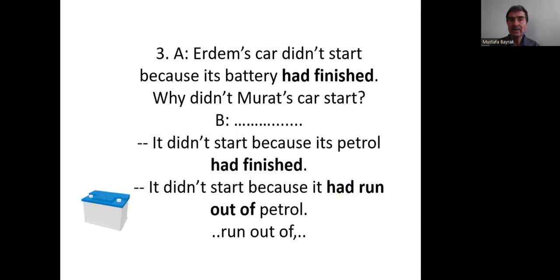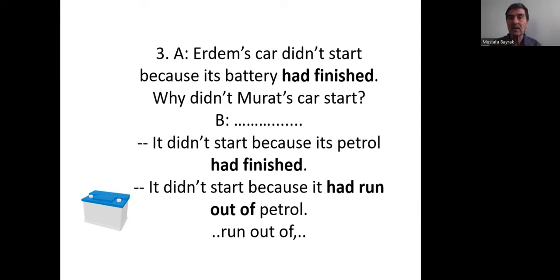Dialogue three. Yes, we are practicing the past perfect tense, especially the past perfect tense. Of course, there must be the simple past tense, like this, for example. A. Erdem's car didn't start. Why didn't it start? Simple past tense. Erdem's car didn't start because its battery had finished. Okay? Before that moment, its battery had finished. This is past perfect tense.